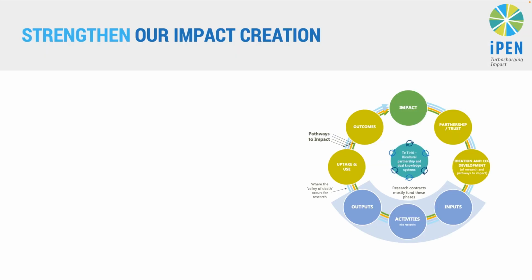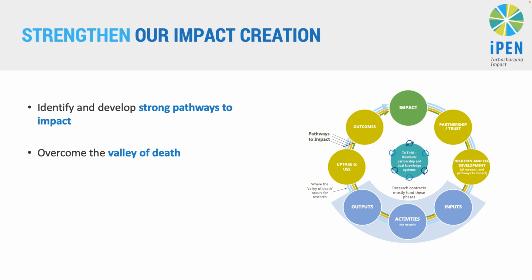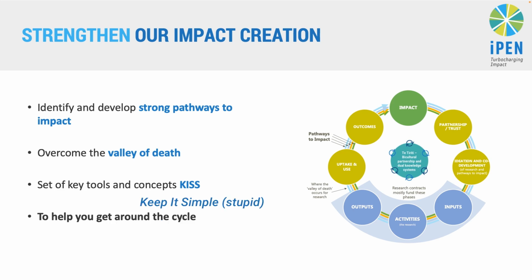So what we're fundamentally talking about and covering in this short explainer is how to strengthen impact creation. We are doing this already in our system, but we know that there is more that could be done. This is about identifying and developing strong or stronger pathways to impact. And by doing this, help to overcome that valley of death and using a set of key tools and concepts and applying the KISS principle to help you get around the cycle.